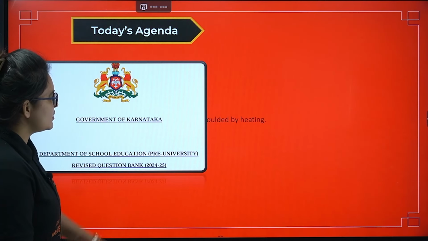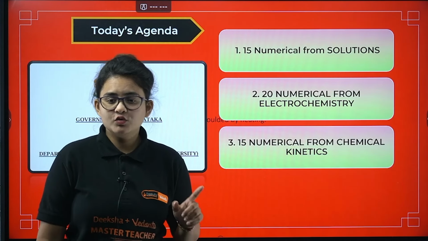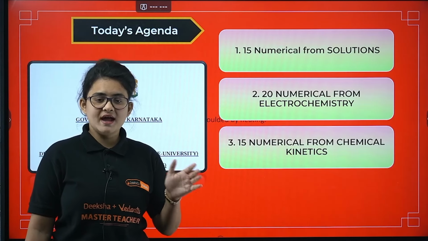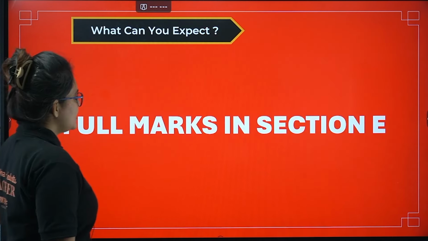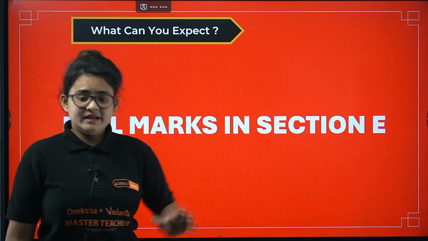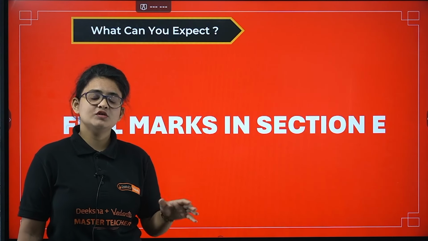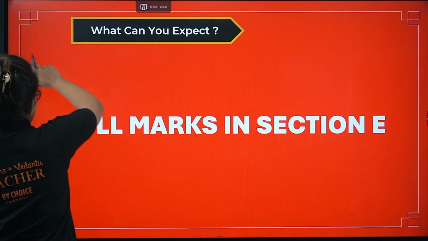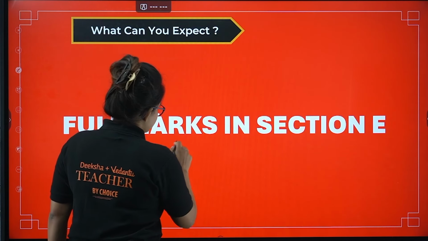So the agenda of today's class is going to be like we will do 15 numericals from the solution, 20 numericals from the electrochemistry and 15 numericals from the kinetics, total 50. Okay, so for this particular lecture video you can expect complete marks in your section E, that is a numerical zone. So to get this, there are very basic steps that you have to follow.